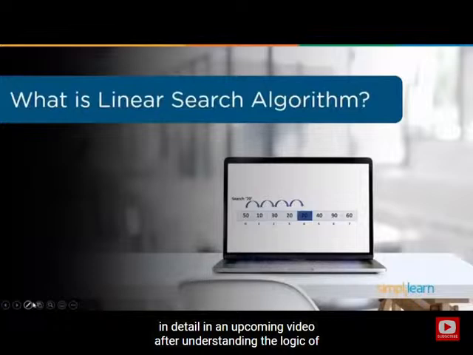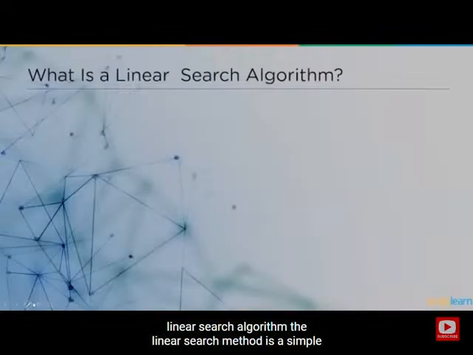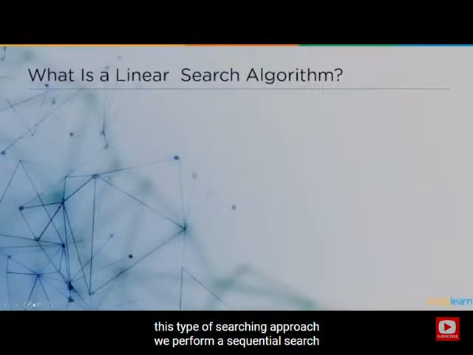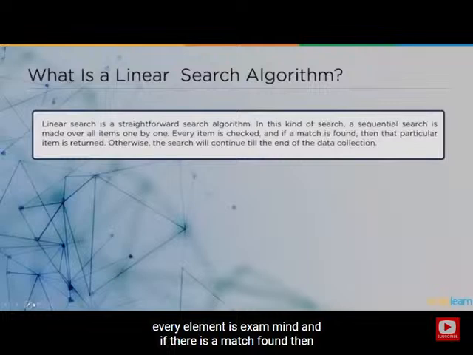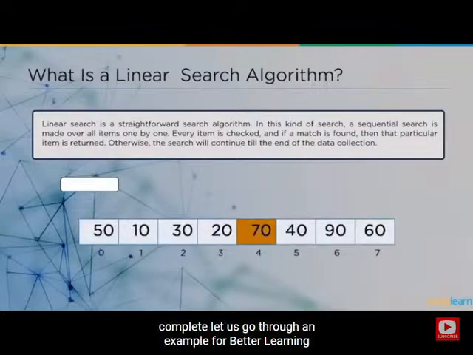After understanding the logic of search and the types of search, we will get into understanding what the linear search algorithm is. The linear search method is a simple search technique. In this type of searching approach, we perform a sequential search across all objects one after the other. Every element is examined, and if a match is found, then the specific element is returned. Otherwise, the search will continue until the data collection is complete. Let us go through an example for a better learning experience.